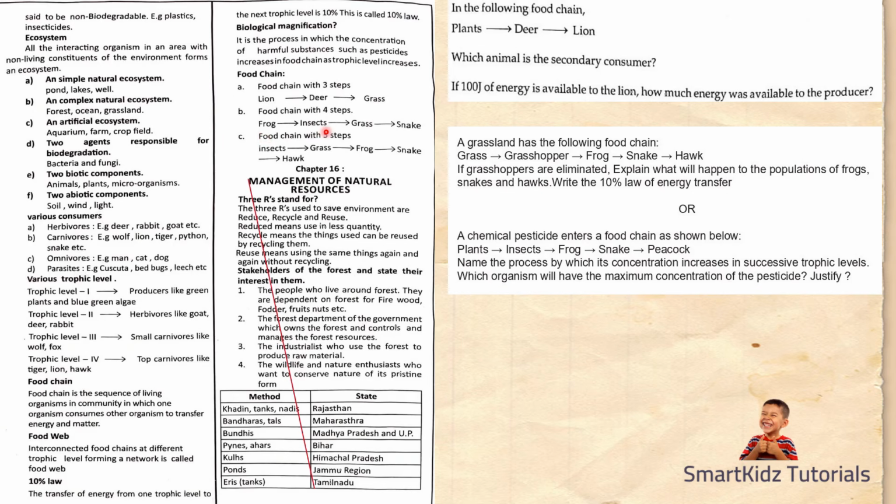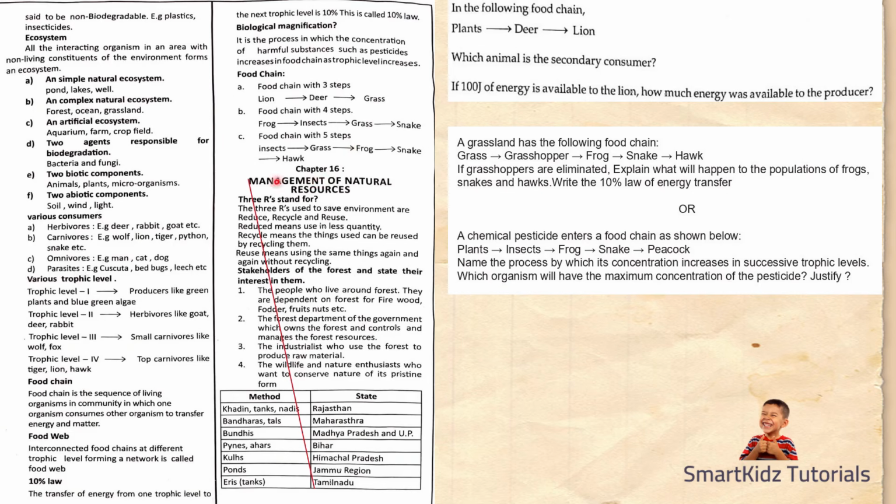Here there is frog, which feeds on insects. Insect feeds on grass, okay, and this is not in proper level. So grass does not feed on snakes. Rather, snake feeds on the frog. Okay, so the snakes should have come here. Food chain with 5 steps.